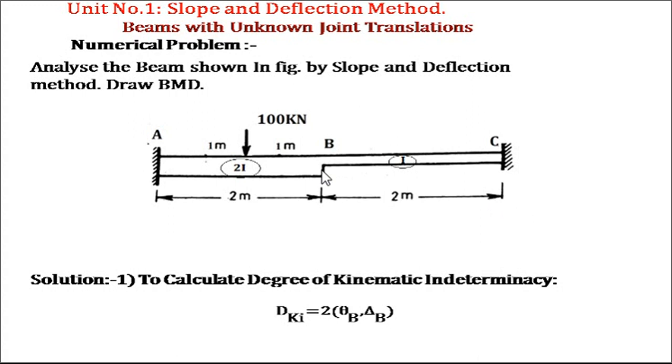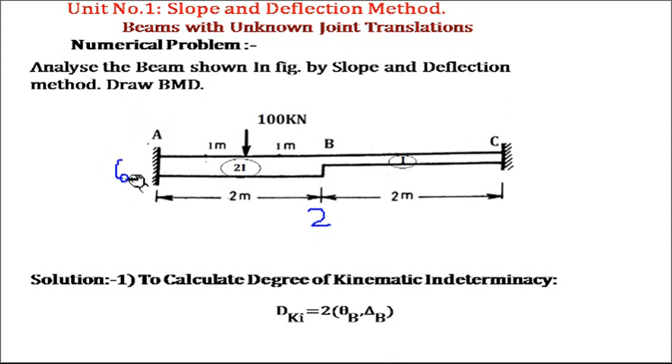Now, when the beam is non-prismatic, then between the supports an additional joint is considered at a point where the moment of inertia is changing. So, at point B, the moment of inertia for AB is 2I and for BC it is I. We have to consider an additional joint there, and at this point there will be two unknowns: the rotation of joint B and the translation of joint B. So here the degree of freedom of joint B will be 2.